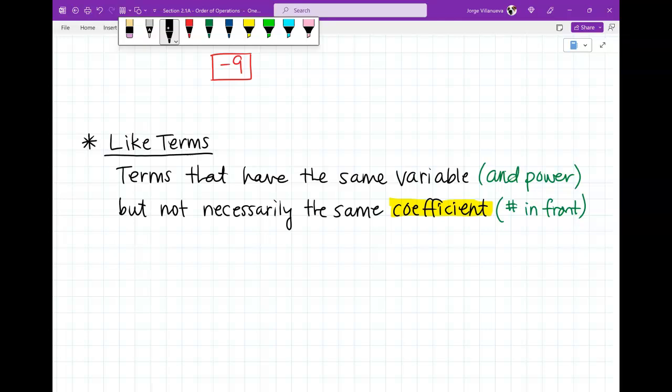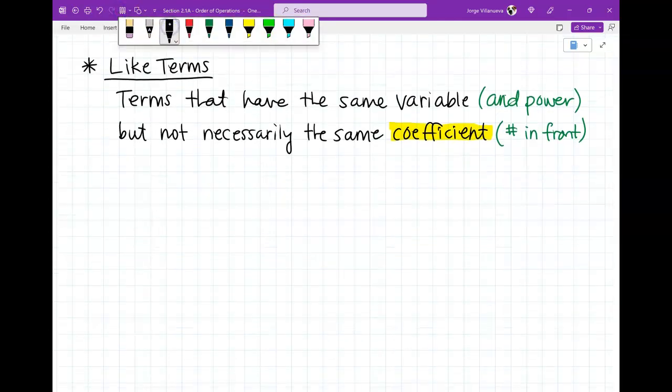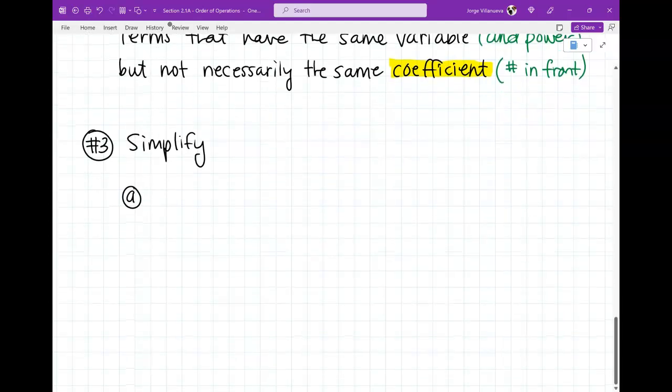So here we go. This is example number 3 here. So here's one of the first that they're going to want us to simplify. So simplify is all they want us to do. Part A looks like this.